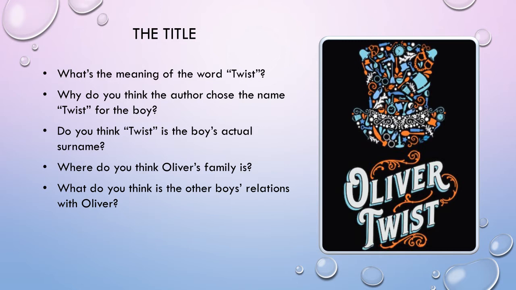Do you think Twist is the boy's actual surname? This is also a thinking question, and you have to think thoroughly on this matter and discuss it with your teacher. Where do you think Oliver's family is? If he is a very young boy that doesn't have a family, that doesn't have enough food, then he probably doesn't have a very rich family. He probably comes from a poor family, or maybe they're not there at all. Maybe they left him. Maybe he's an orphan. He doesn't have parents. We'll see about that later.